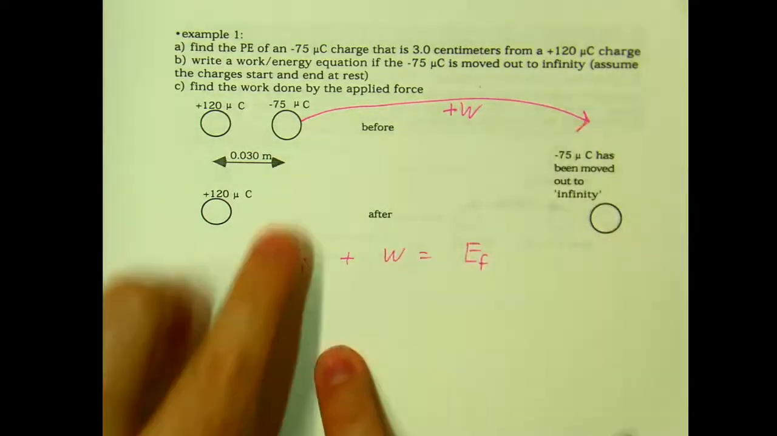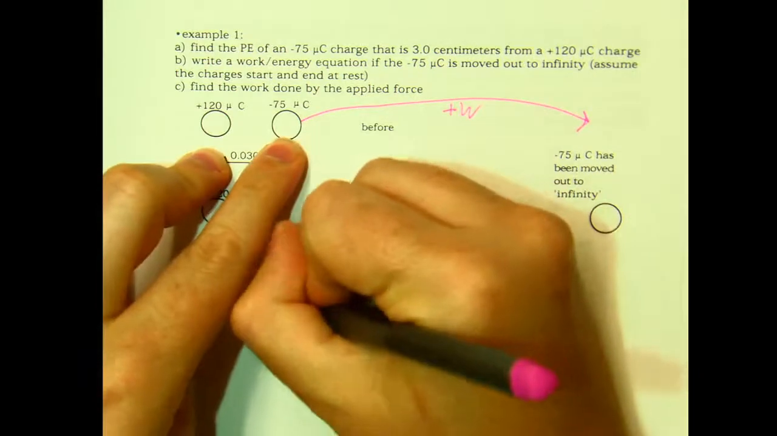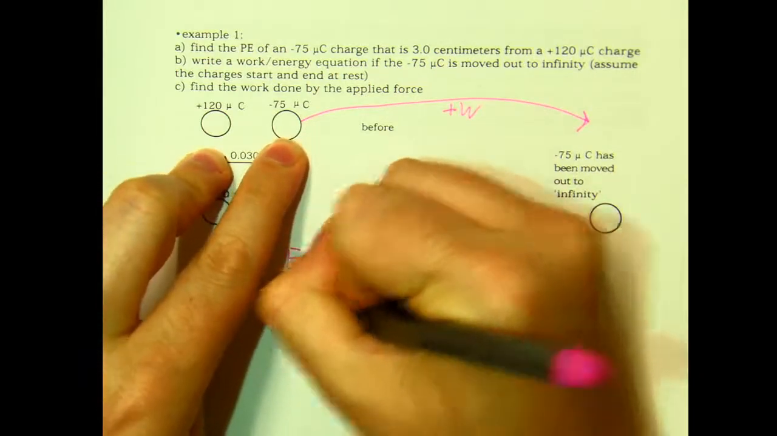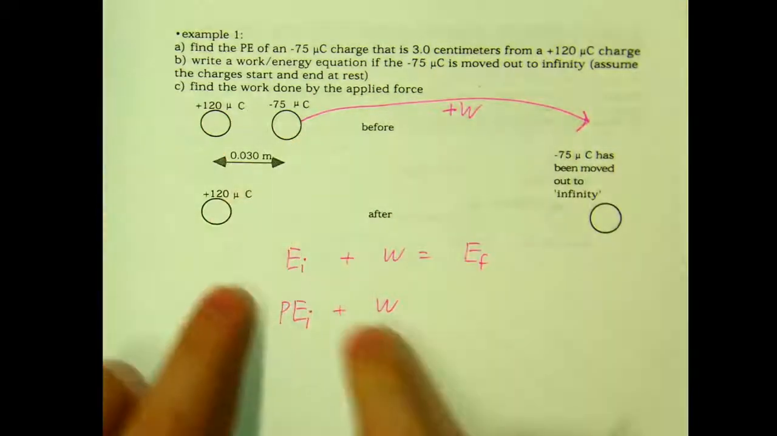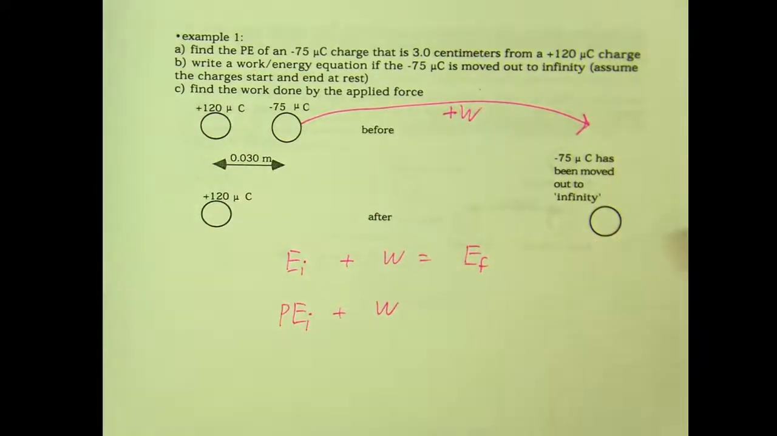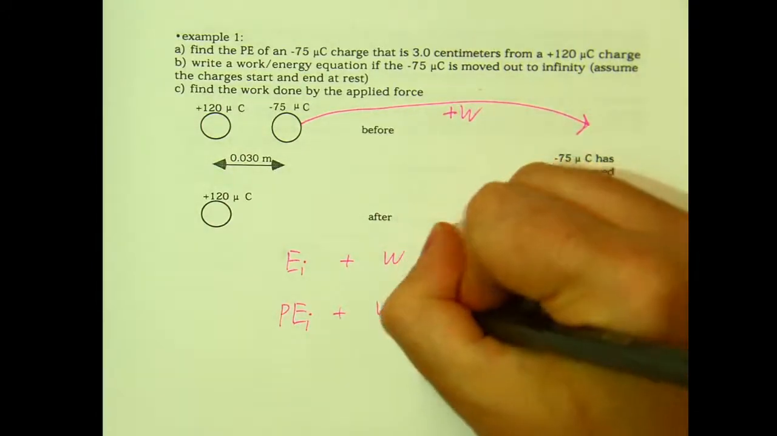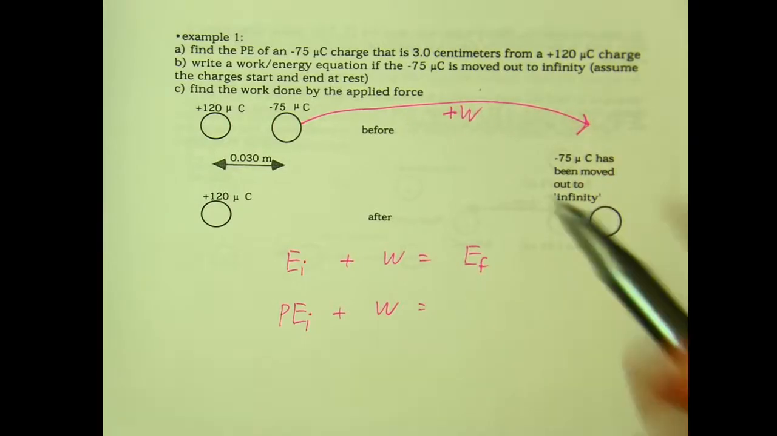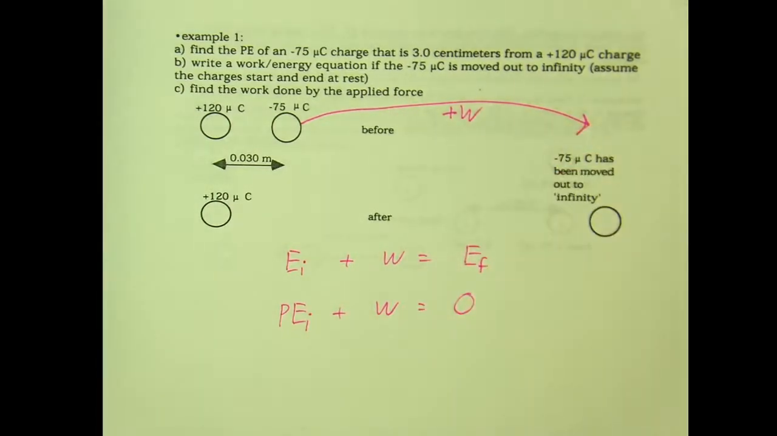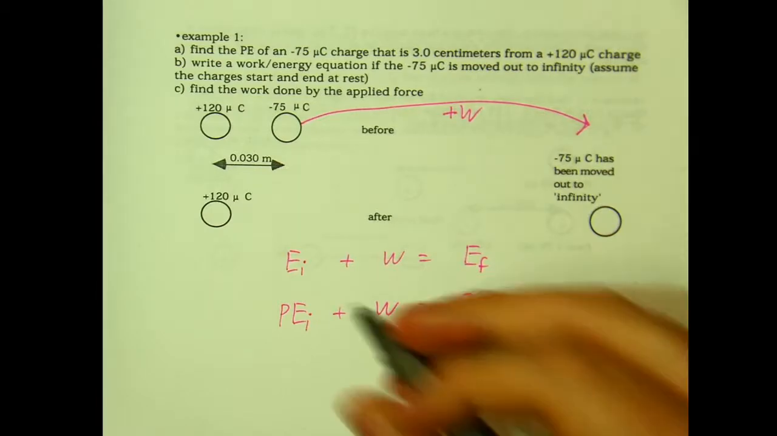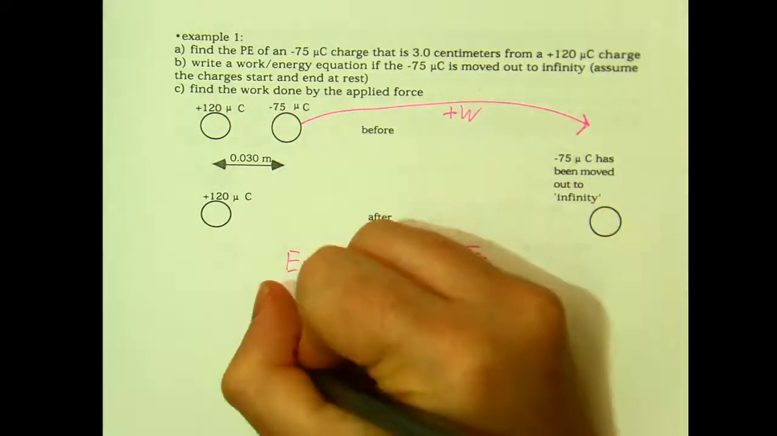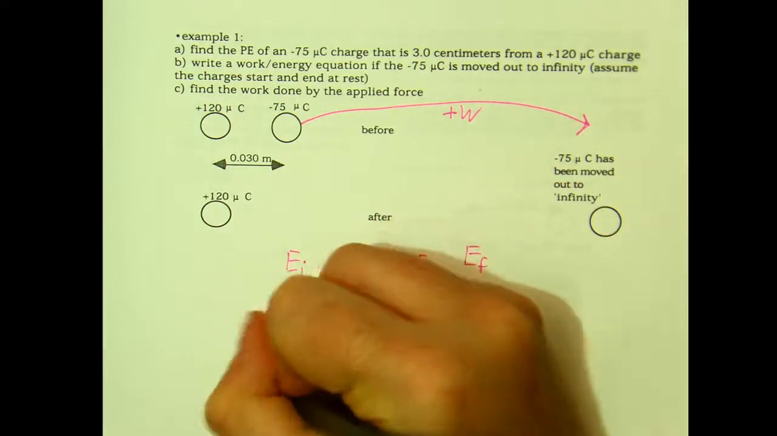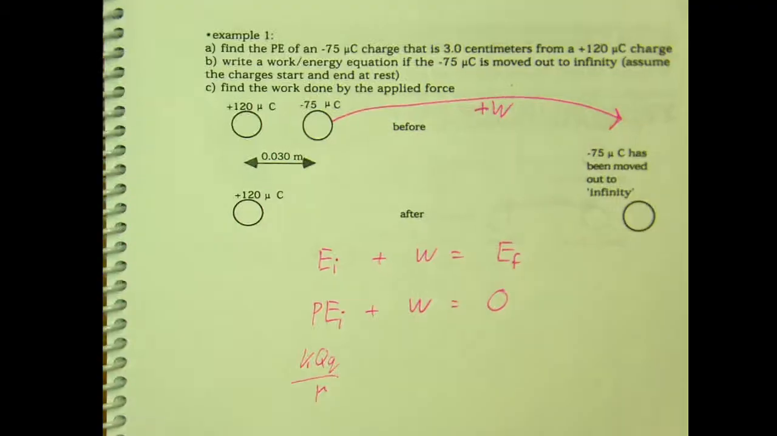So if we look at what's at the beginning, there's potential energy here. So we're going to have potential energy initial plus work, and it's been moved to infinity. So I'm assuming we can assume at infinity it's no longer moving. So out at infinity, there is no potential energy, it's 0, and there's no kinetic energy. So the potential energy initial is kqq over r.